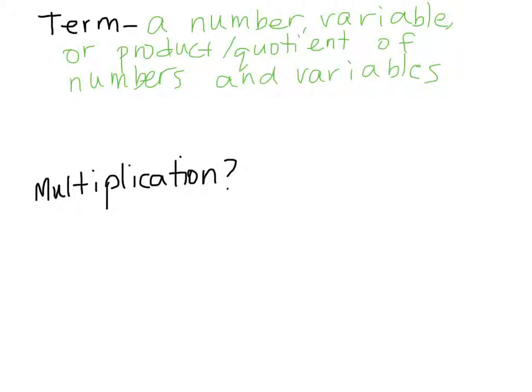So a number, it could be -3, that's a term. It could be x, that's a term. It could be 5ab to the second power. That's a product of numbers and variables. Okay, those are all examples of terms. Now, what are some different ways that we show multiplication?